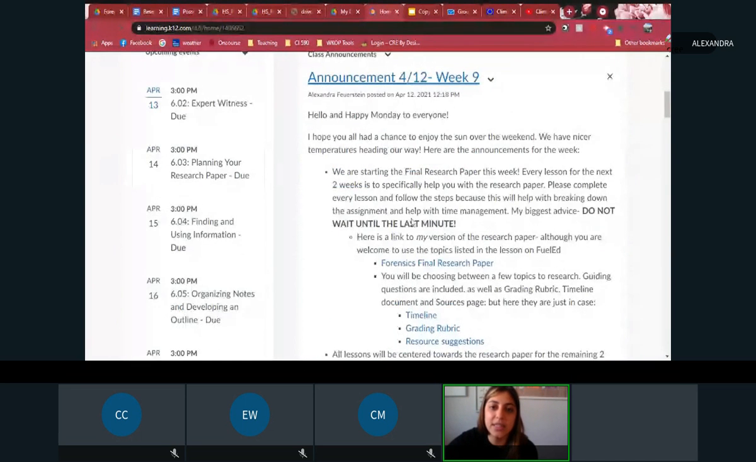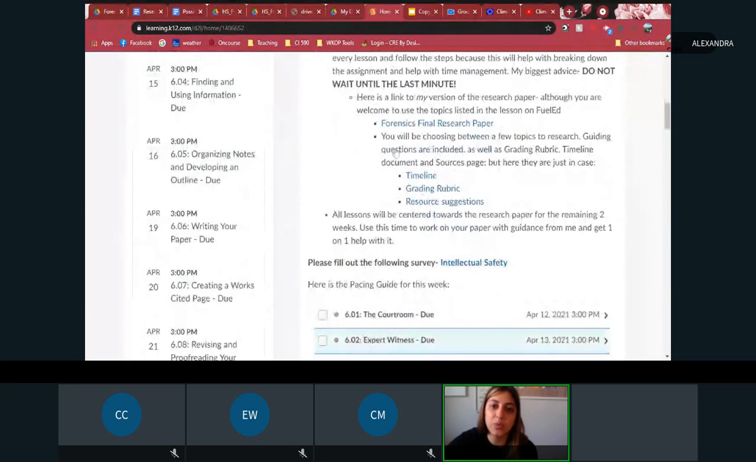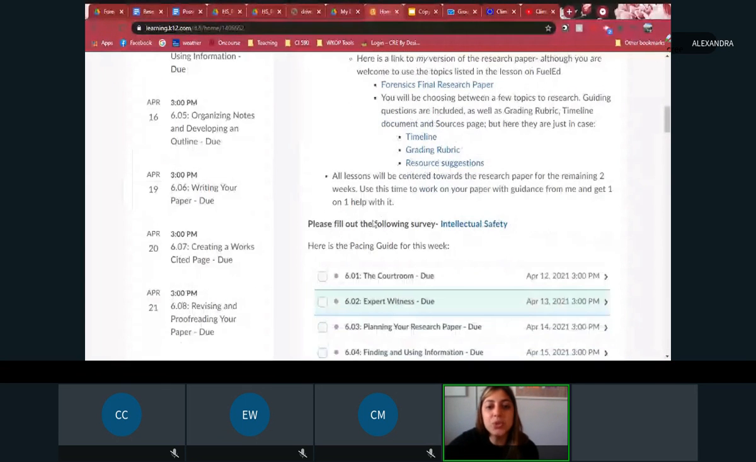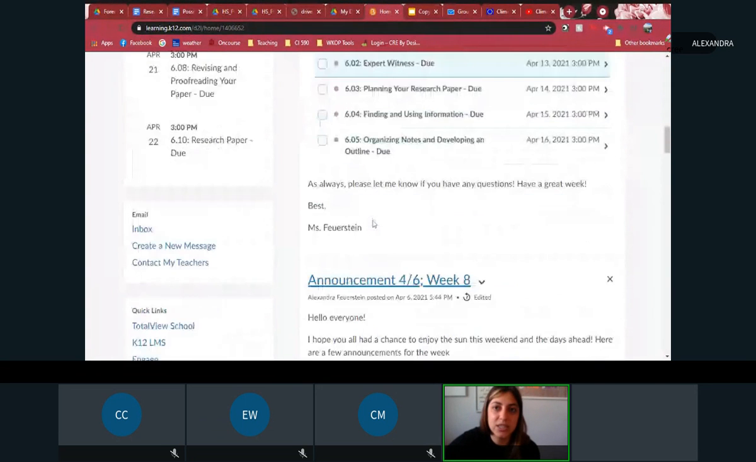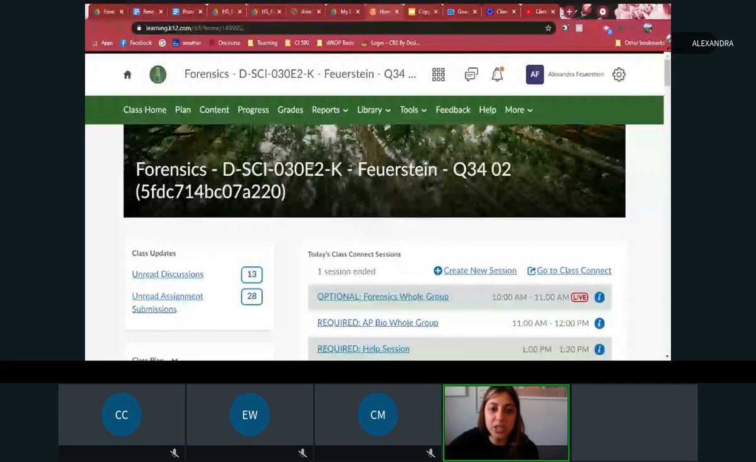And then those 3 links that are in this paper are also right here: the timeline, grading rubric, and resource suggestions. And then, the rest of the 2 weeks, I do not have formal lessons planned. So that's going to be a little bit different. What I'm going to be doing for the next 2 weeks, instead of having formal lessons planned, is be here as somebody to check in with about your research paper. If you want me to look over something, if you want my guidance, I will say that I can revise. I can look at your paper one time before it is final.